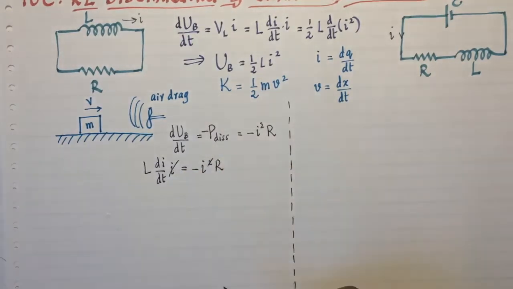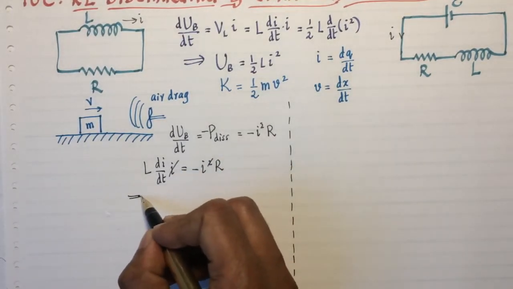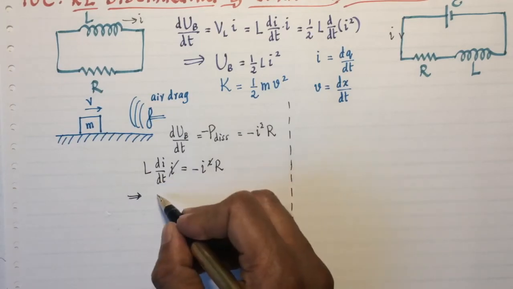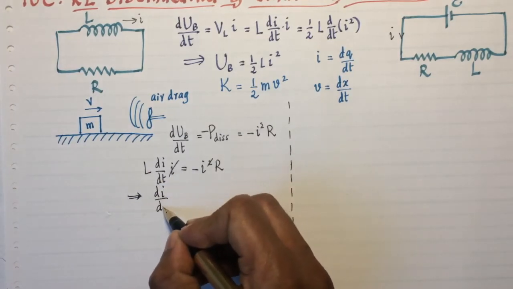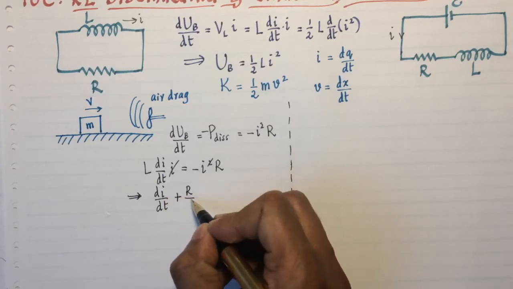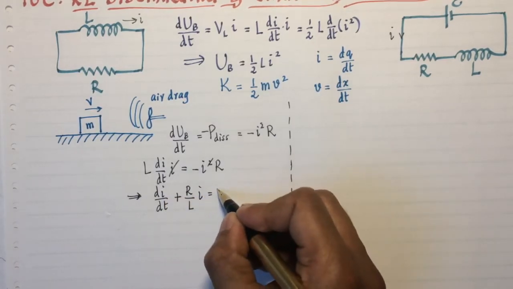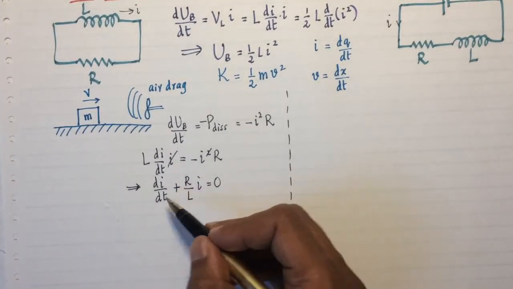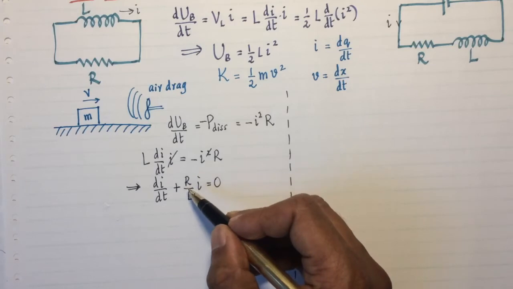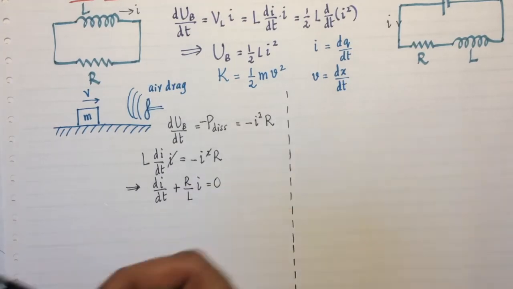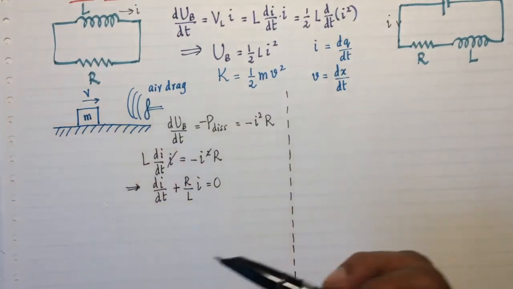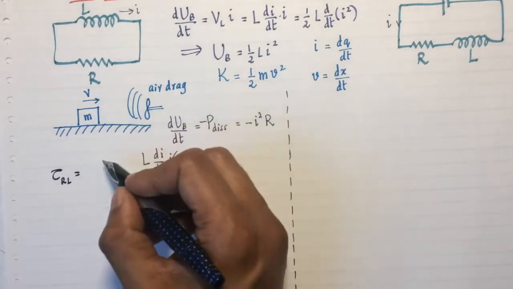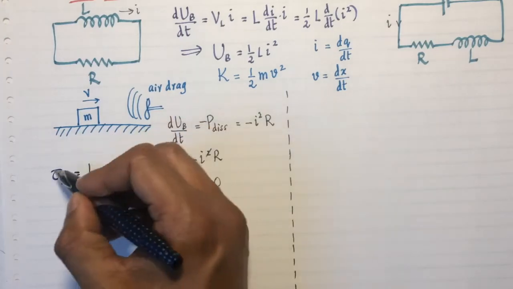Cancel out the I's and bring everything to the left side. First I'll divide both sides by L and then bring everything to the left side. So I get di by dt plus R over L times I equals 0. Now that left hand side has got current over time. Therefore R over L must be 1 over time, which means I can define a quantity called the time constant of the RL circuit. Tau RL, or simply tau, is L over R.